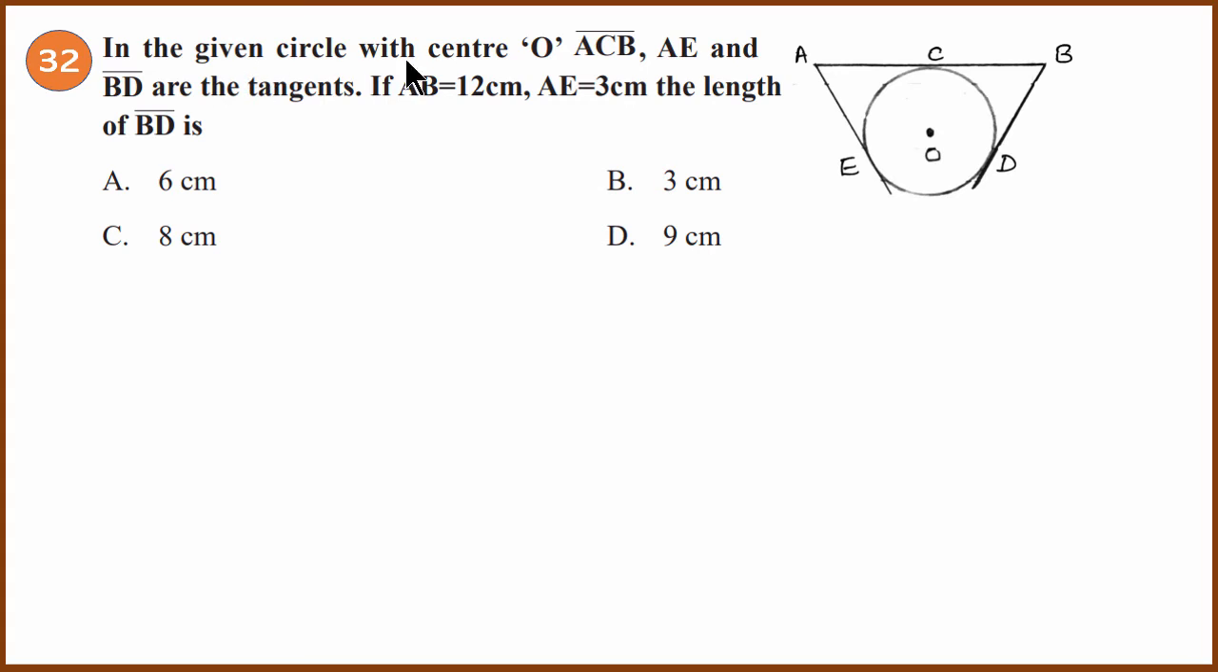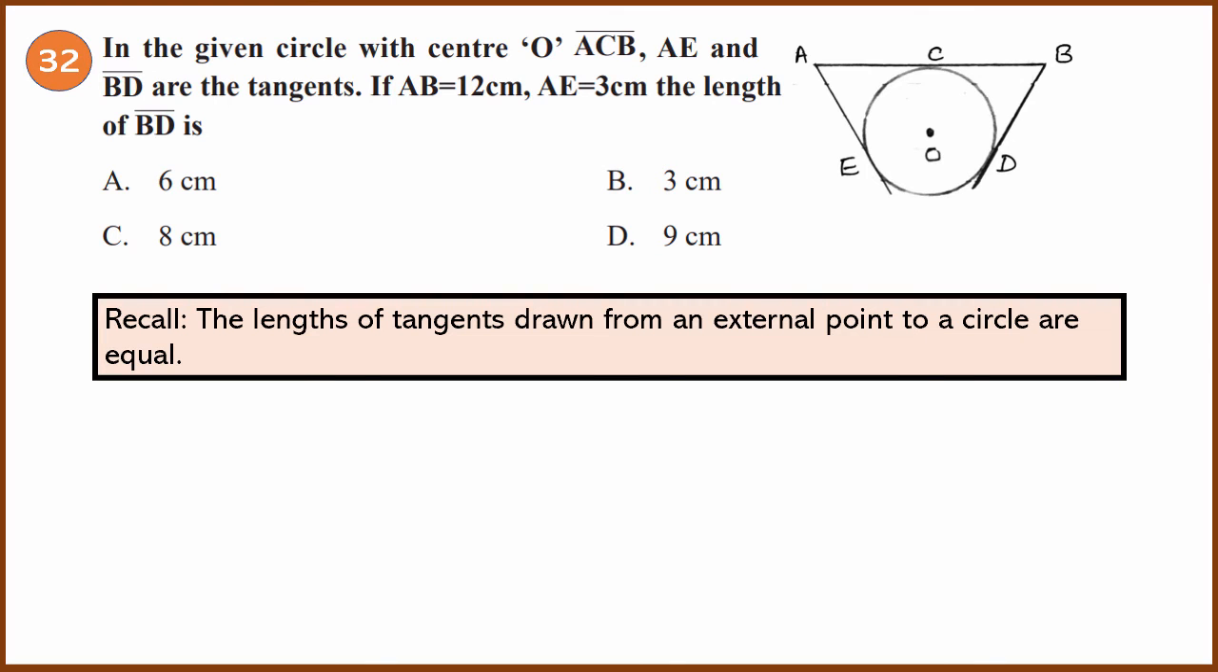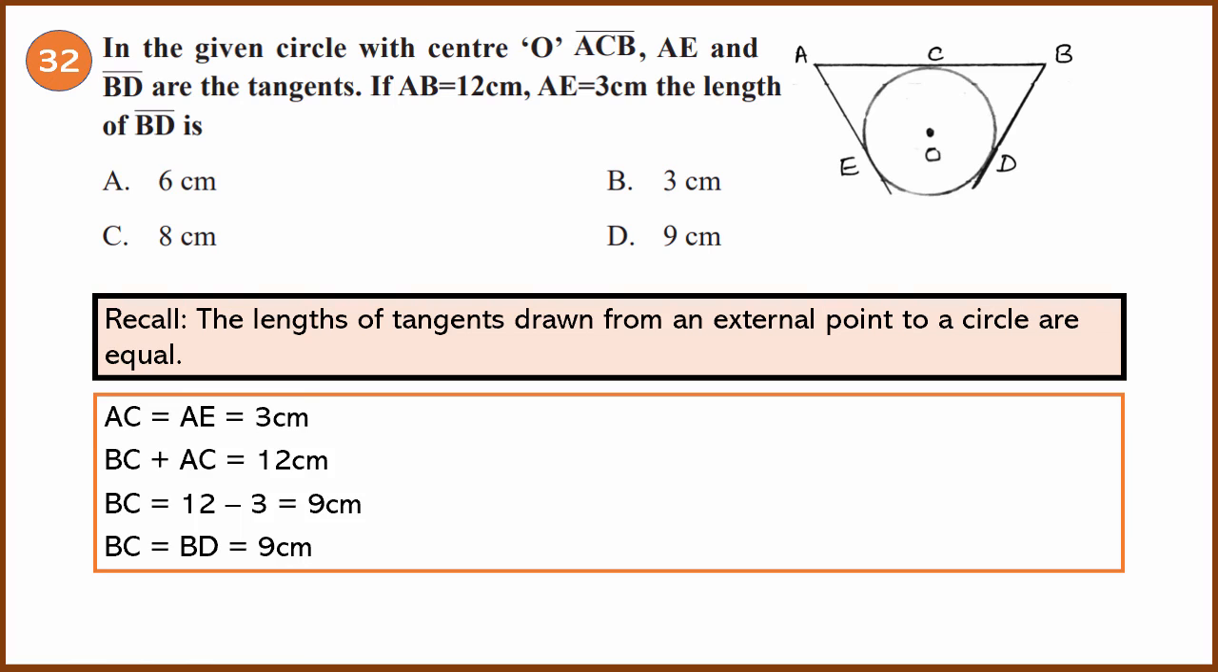Question 32. In a given circle with center O, ACB, AE, BD are tangents. If AB equals 12 cm, AE equals 3 cm, what is the length of BD? How do you solve this? We know that the lengths of the tangents drawn from an external point are equal. Let us see the solution. AC equals AE equals 3 cm.